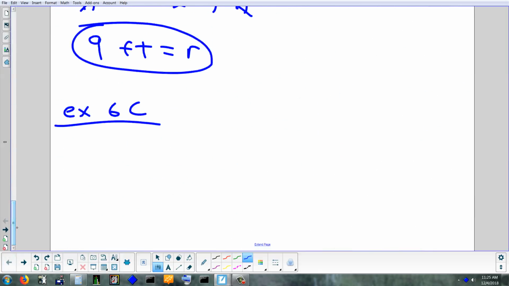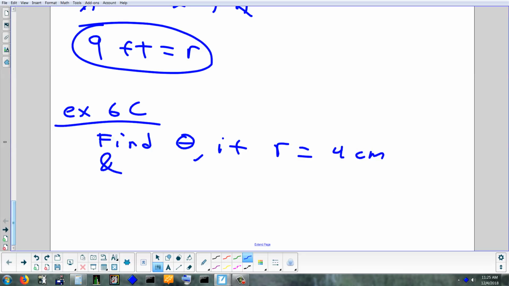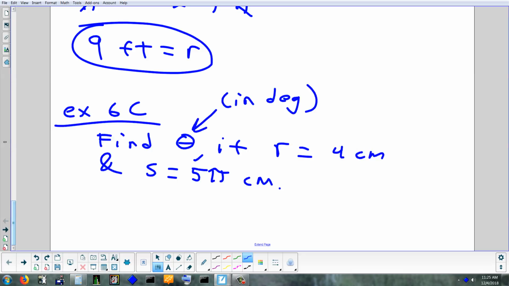All right, so let's see. So find theta. I'm just going to really simplify it. If r equals 4 centimeters and s equals 5 pi centimeters. So find the angle if the radius is 4 and the arc length is 5 pi. I'm even going to throw in one extra step here. Find the angle in degrees.